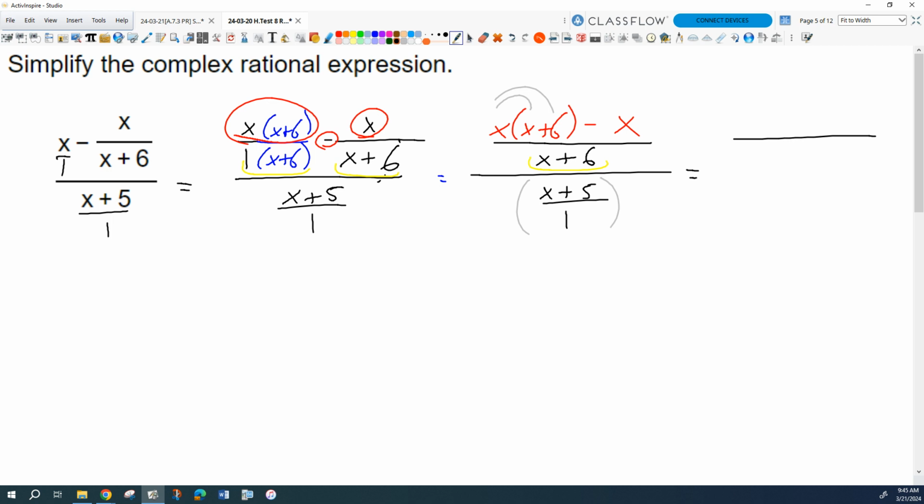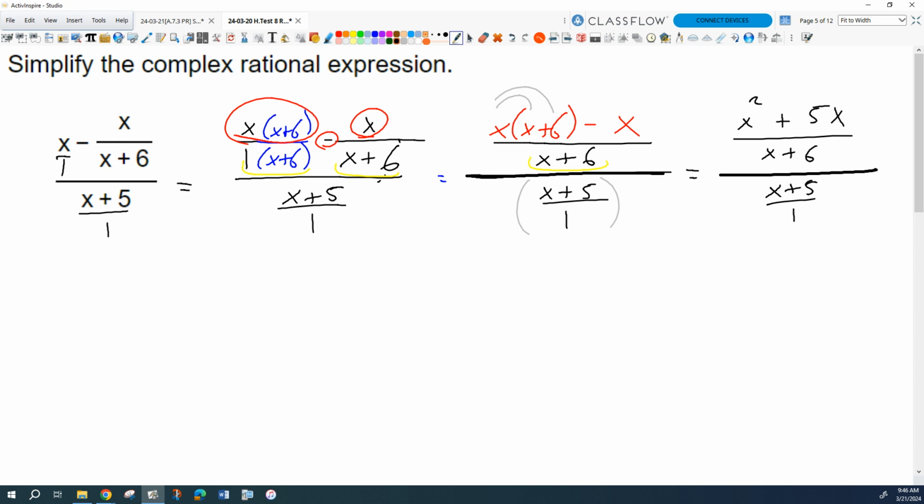And in the top, that's gonna give me X squared plus 6X minus X. What's that? Plus 5, over X plus 6, all divided by my bottom fraction, X plus 5 over 1.